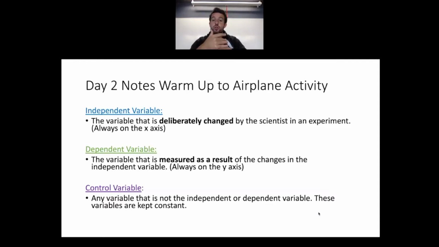So for example, in that idea of temperature versus volume, you would want to make sure that the amount of gas stays the same. You'd want to make sure that the pressure of the gas stays the same, and so on and so forth.